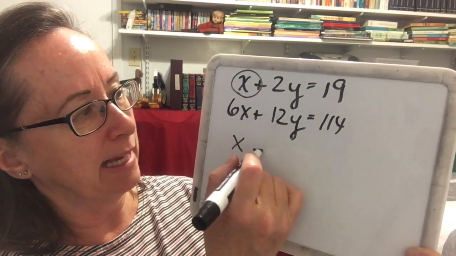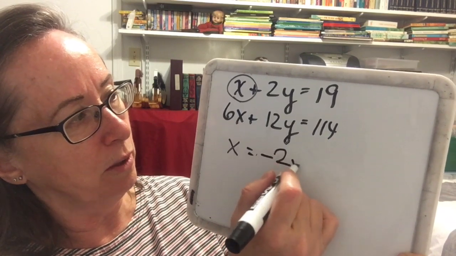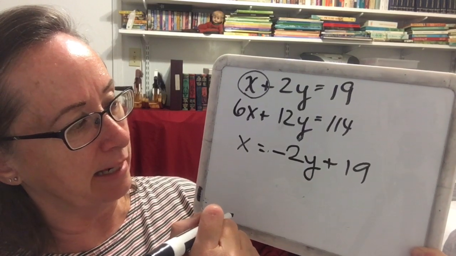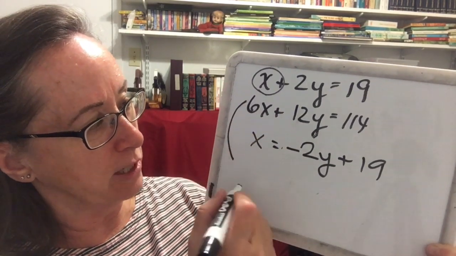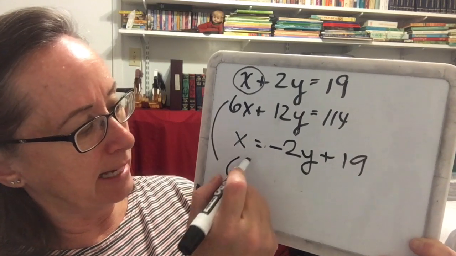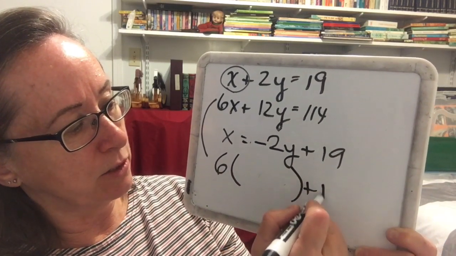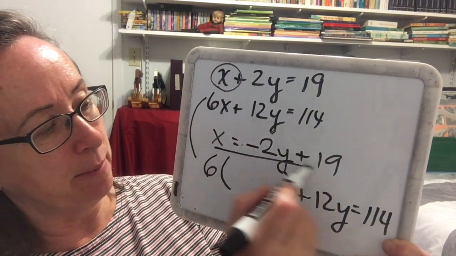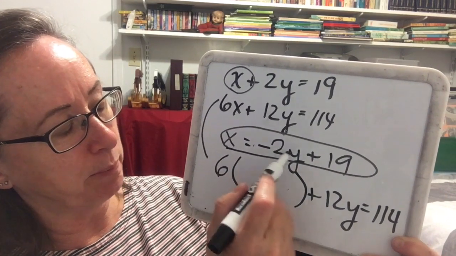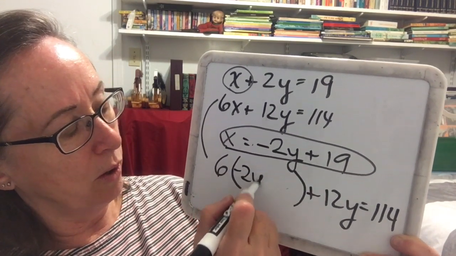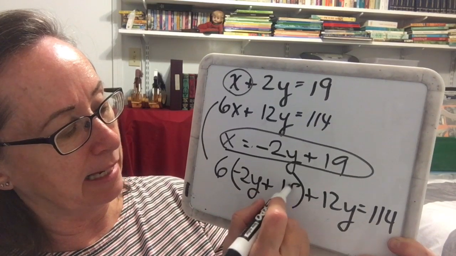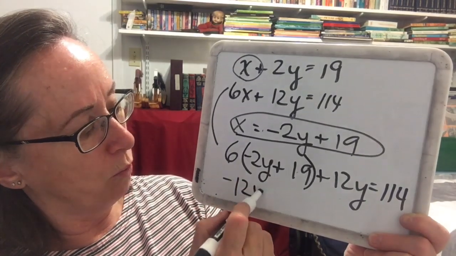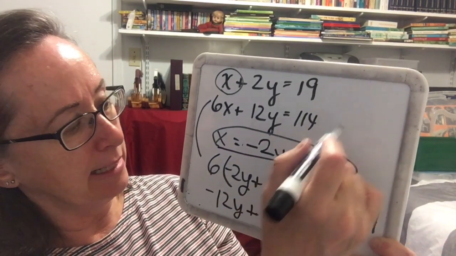So we would say x is negative 2y plus 19. Getting the 2y on the other side changes its sign. And let's take this core equation and rewrite it, and we'll have 6x plus 12y is 114. And then we take our sub-equation, and instead of the x, we plug in our negative 2y plus 19. And then we distribute, and we get a negative 12y plus 19 times 6.